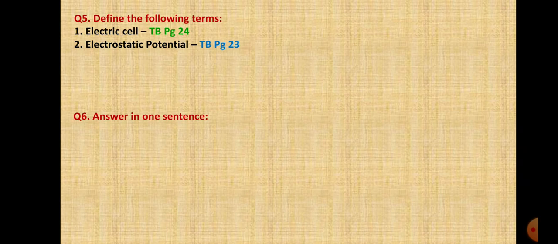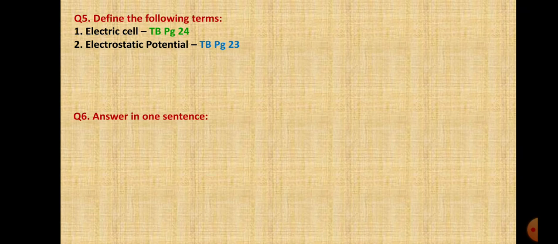Open page number 23. See students, the heading in red, electrostatic potential is given. Did you get it? Electrostatic potential, which is in red color. In that paragraph, you will start from third line. There is a tendency. Did you get it? Count the third line from top of the paragraph.